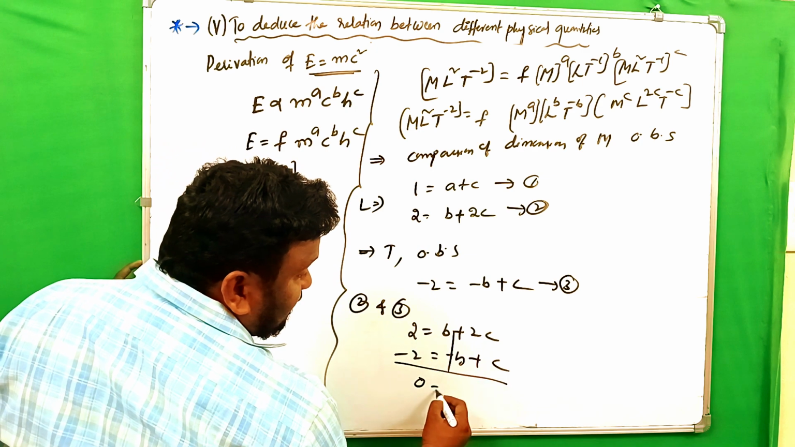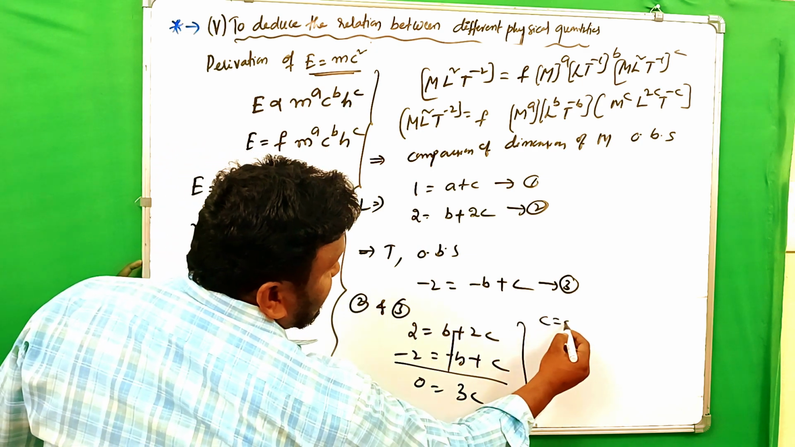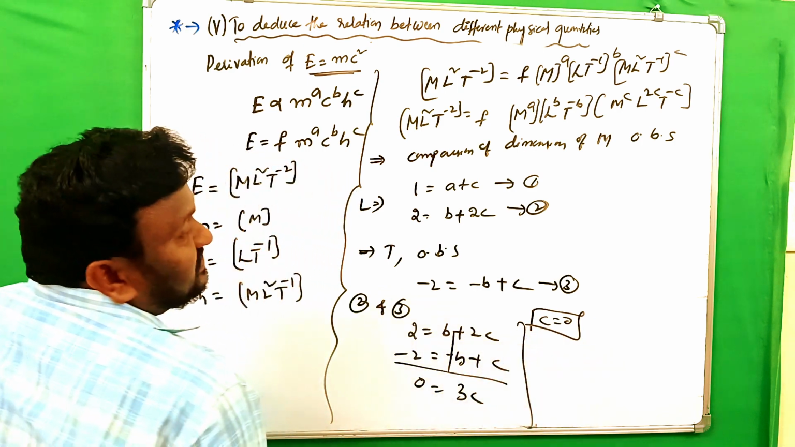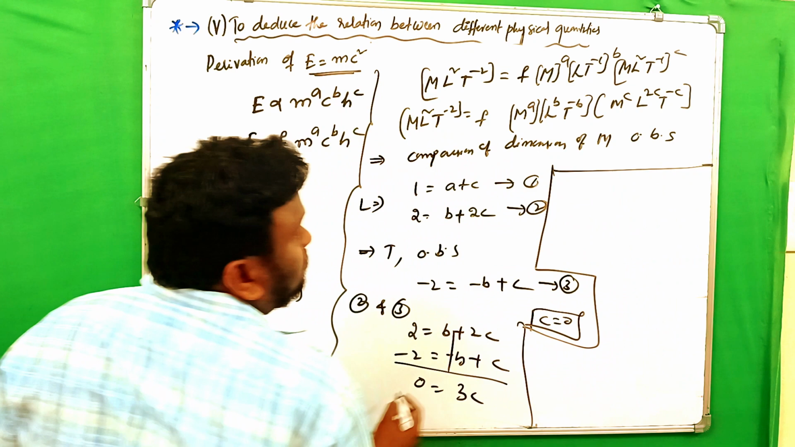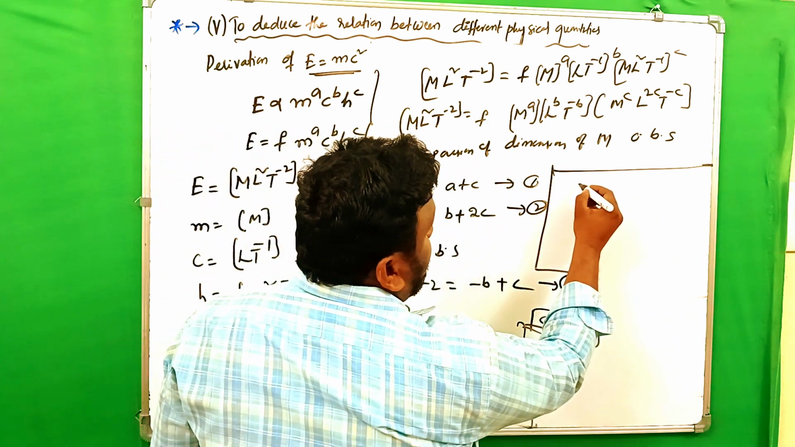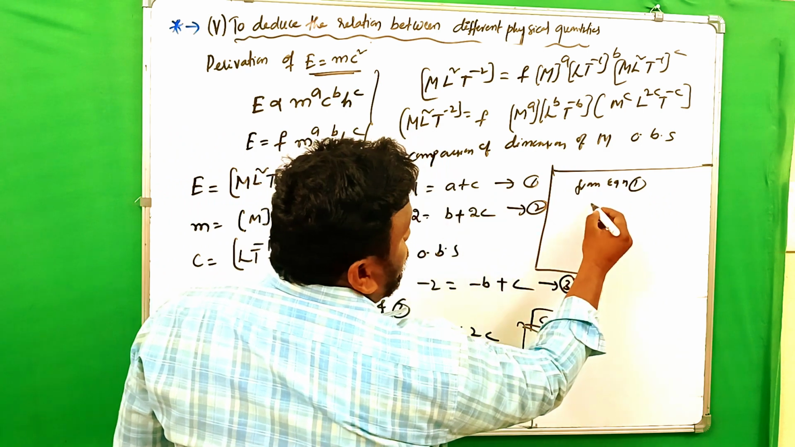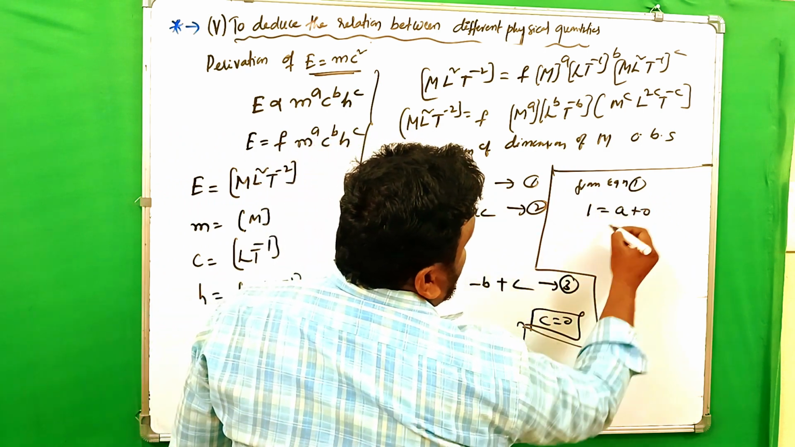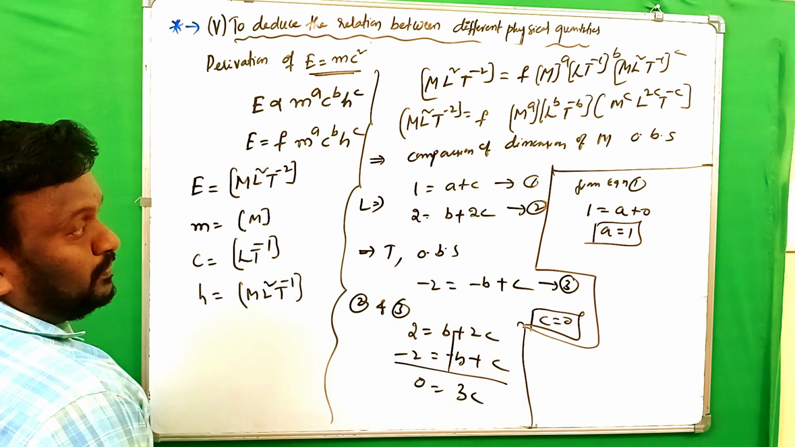This will cancel. Then 3c equals 0. That means c equals 0. Substitute that c value in equation number 1. From equation number 1, 1 equals a plus 0, so a equals 1.